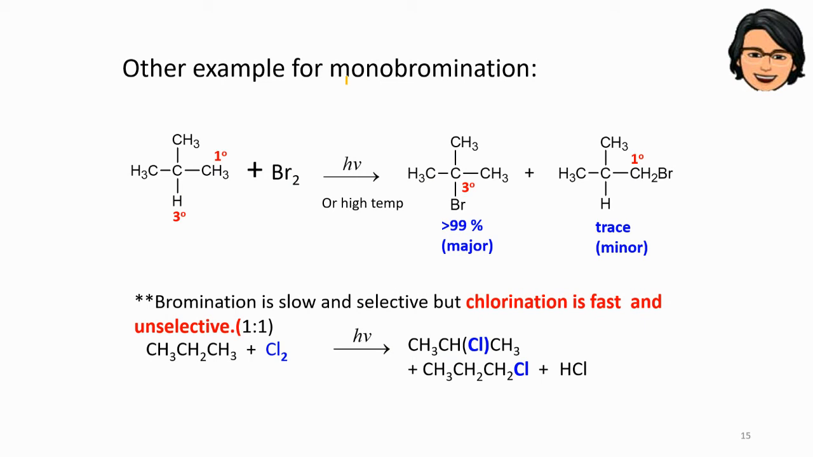So this is just the summary. Bromine is highly selective, so there will be major and minor products. Chlorination is non-selective. So that's all for this part.